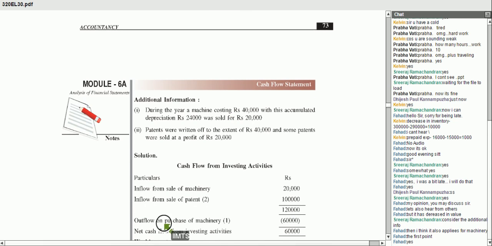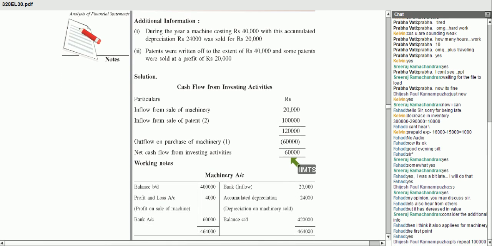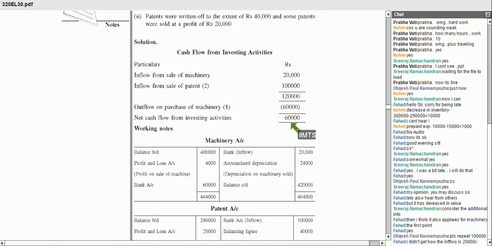Now here they have calculated the outflow as well. Outflow means the money which is going out on behalf of machinery. Outflow on purchase of machinery is 60,000. Right. So the net cash flow from investing activities is 1,20,000 minus 60,000, which gives a total of 60,000. Clear? This is how they have calculated the machinery activity.